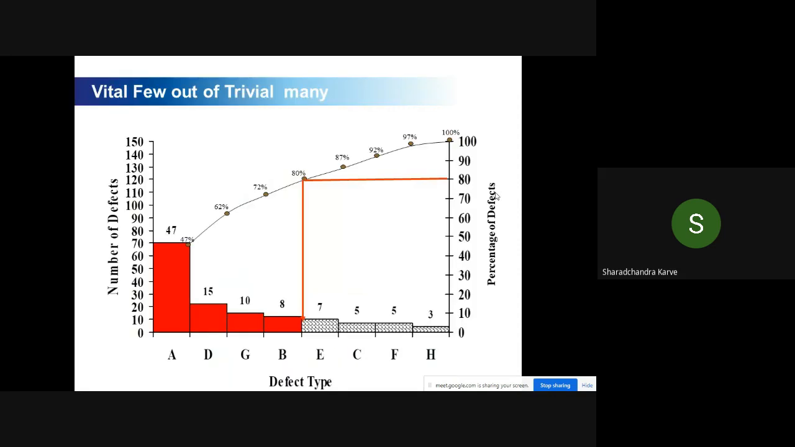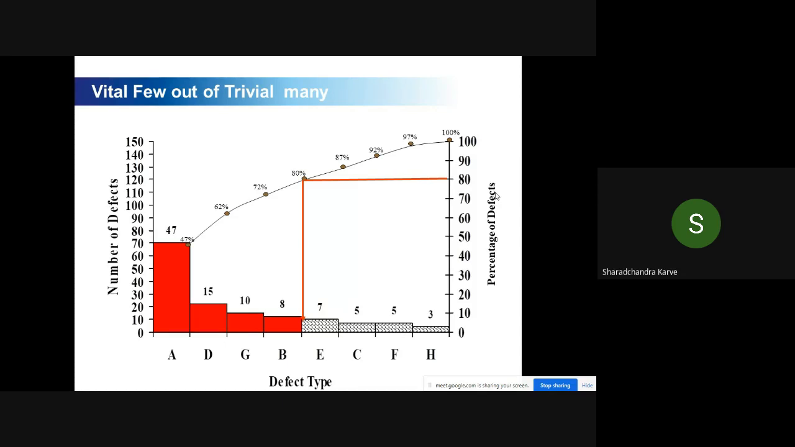This is what a Pareto diagram looks like. The diagram has two scales, one on the right-hand side and one on the left-hand side. One is for frequency and the other is for cumulative percentage. The punch line of this tool is to identify the vital few out of the trivial many. The whole purpose is that you have potential reasons.